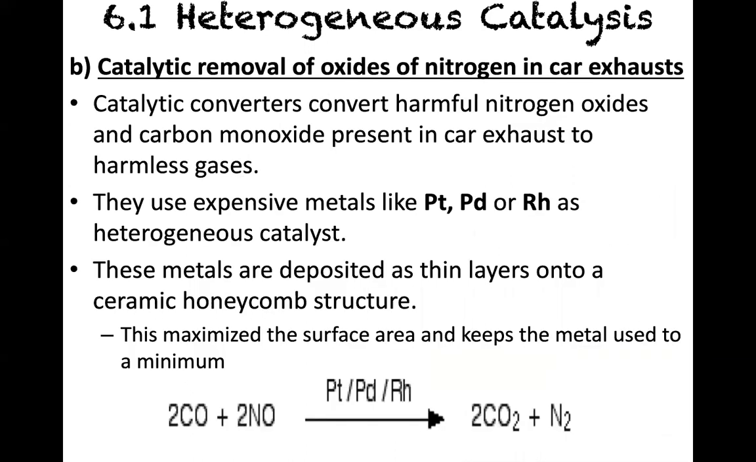Another example of heterogeneous catalysis is the catalytic removal of nitrogen oxides in car exhausts. What catalytic converters do inside your car exhaust is convert all your harmful gases into harmless ones. So this is your nitrogen oxide and carbon monoxide. The catalysts that they use in the exhaust of your car would be transition metals.